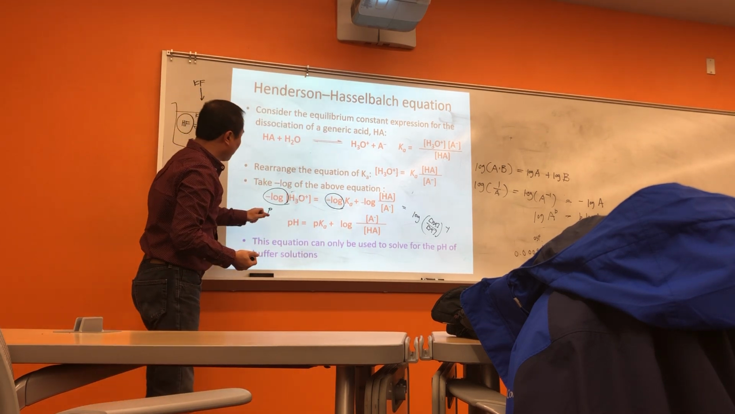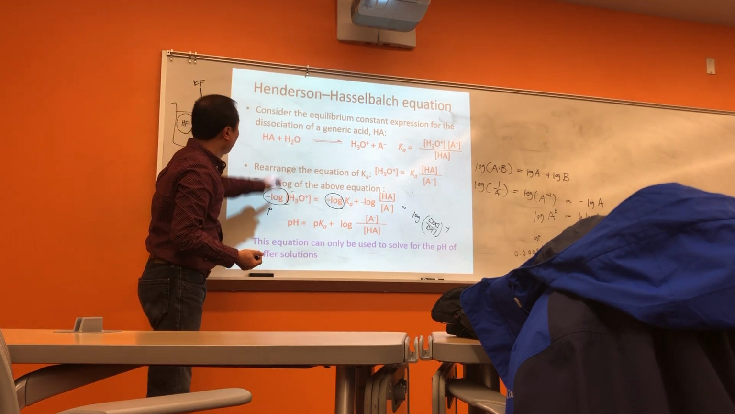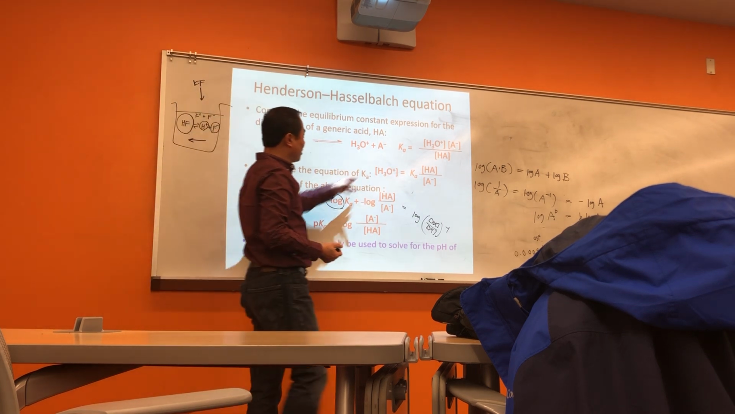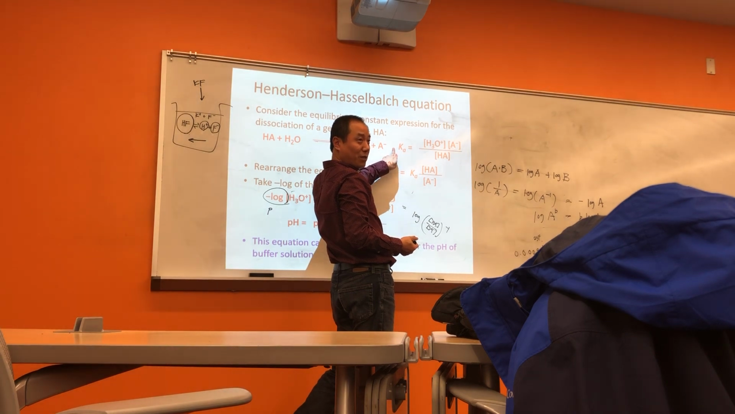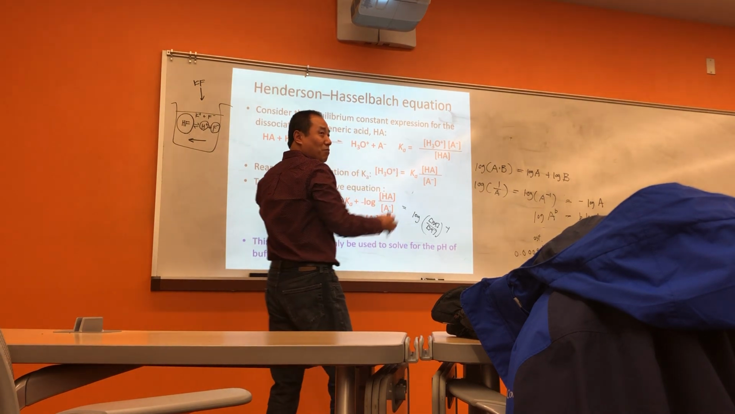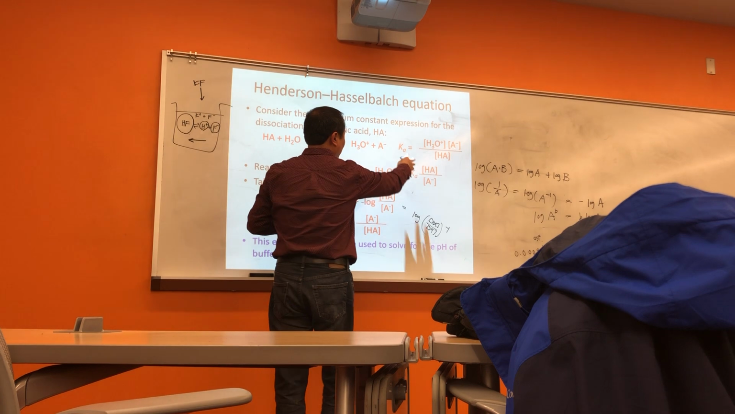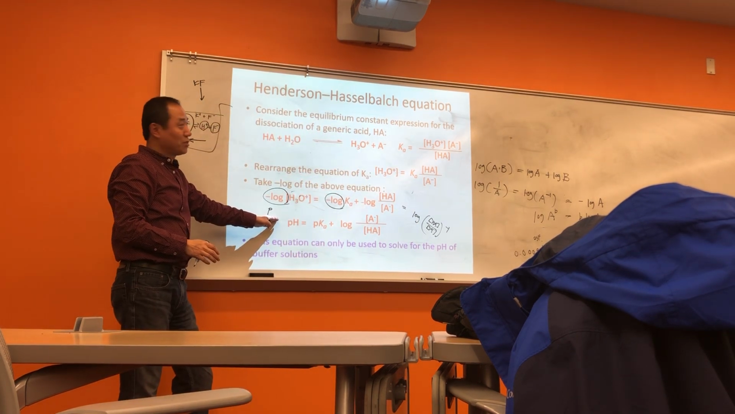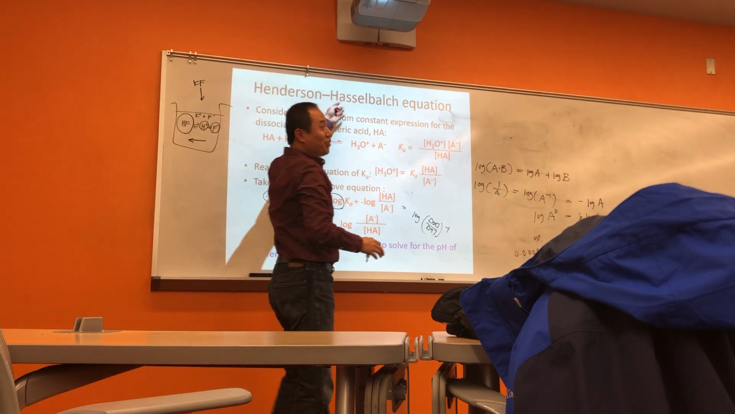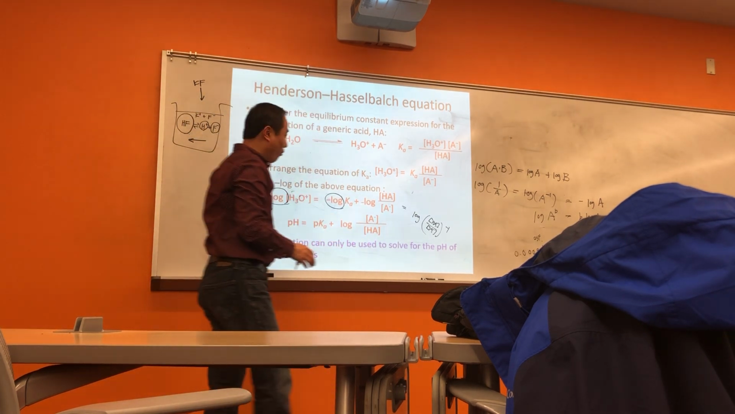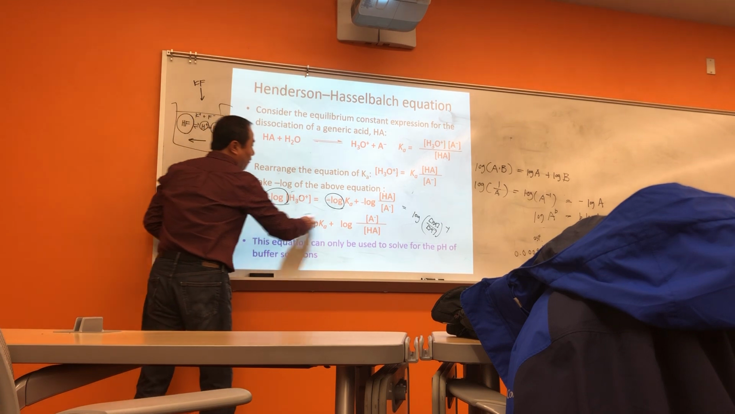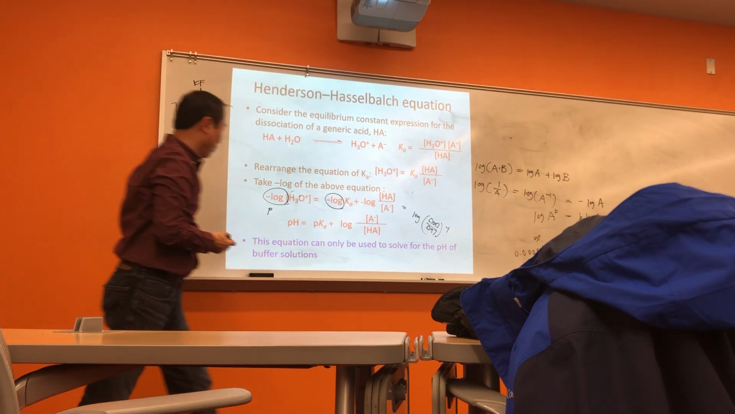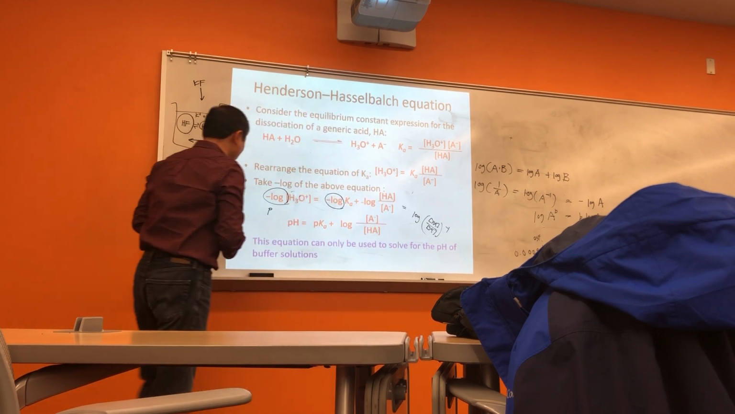So we give this equation a fancy name, the Henderson-Hasselbalch equation, but actually it's nothing but the same as the equilibrium constant. It's just mathematical manipulation, rearranged and then taking the logarithm. That's it. But we still pay tribute to these two guys. Why? This is a very convenient equation when you deal with a buffer system. That's why I encourage you to memorize this.